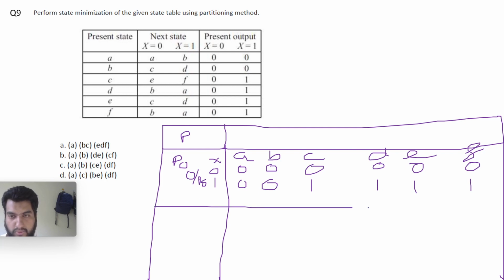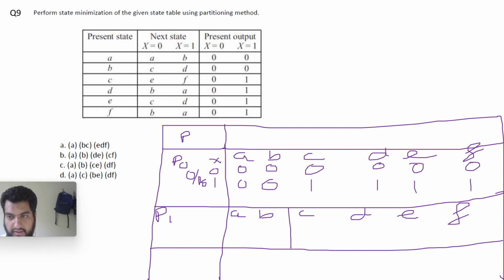So we need to partition based on the states that have the same output. So as you can see, A and B, they have the same output, and C, D, E, F, they have the same output. So I'll just write A, B, C, D, E, F. So the partition would be somewhat like this.